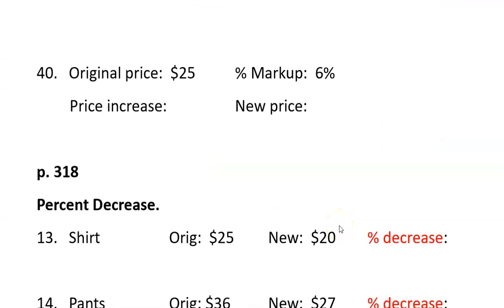Some item originally cost $25, but it's marked up 6%. What is the amount of the increase? What is 6% of 25? This is 1.5, or in money, $1.50. So what's the new price going to be? It will be $26.50.